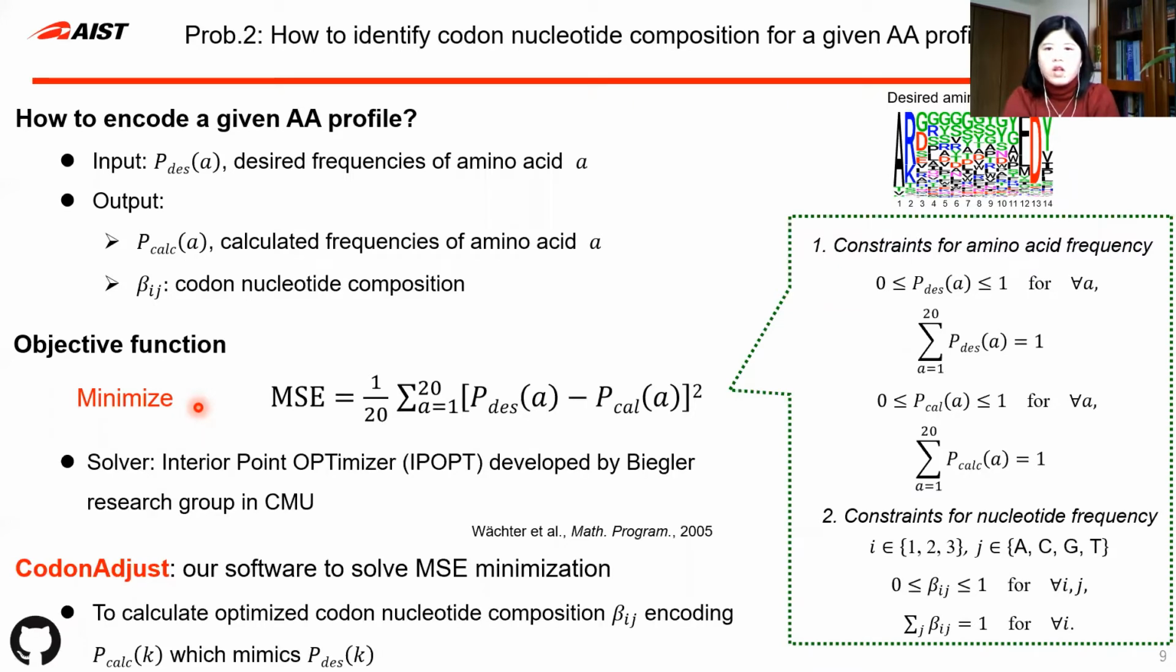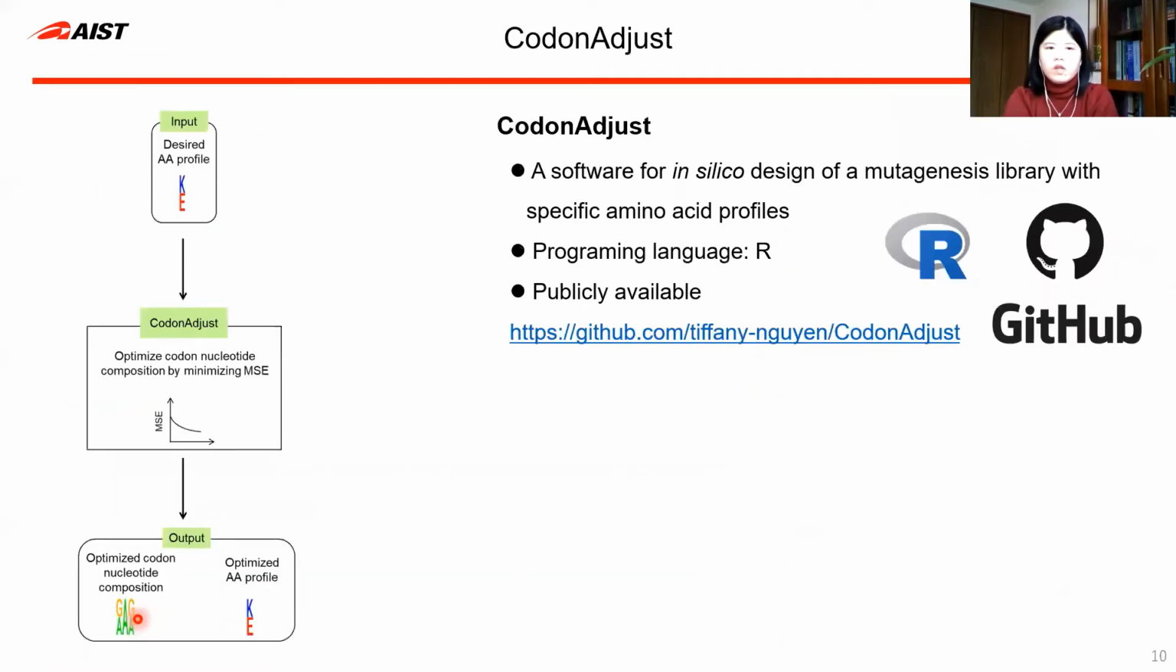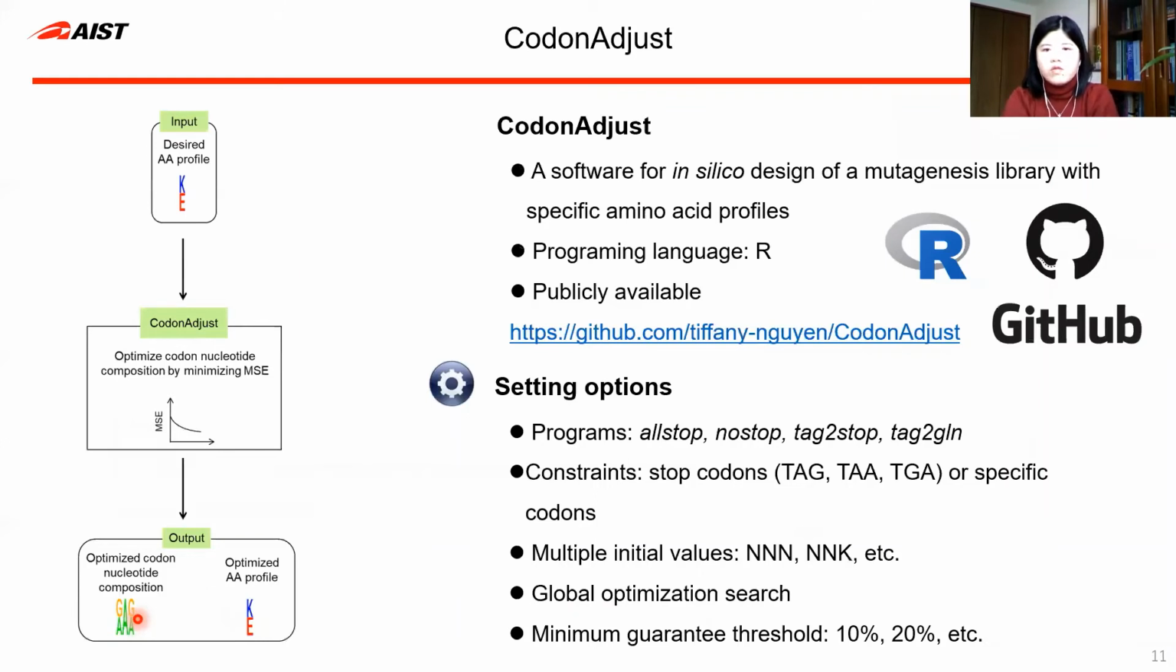To solve this nonlinear problem, we use IPOPT, developed by CMU, as a solver. We name our solution Condom beta. Condom beta was written mainly in Python, and we put it on GitHub for public access. In the current version, we provide several different setting options, such as 4 programs with different constraints about stop codon, global optimization search, and minimum guaranteed threshold.